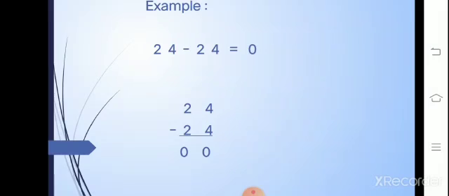You see the example here. 24 minus 24, it equals 0. Whatever the number is, if you subtract the same number, its answer is 0.